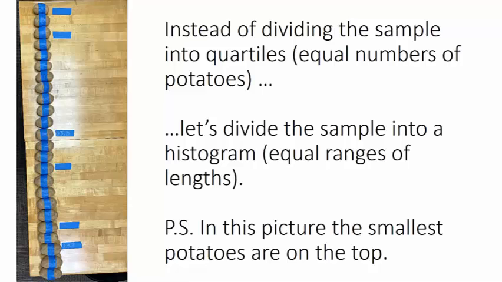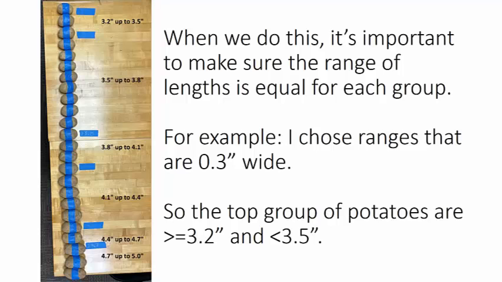The smallest potatoes on the top and the biggest potatoes on the bottom. But you can see I've put some blue painter's tape showing equally spaced ranges of lengths. So when I do this, it's important to make sure that each of those ranges of lengths is equal for each group. So what we've done is we've chosen ranges that are 0.3 inches wide, so that the very top group of potatoes with the smallest lengths are anywhere from 3.2 inches up to 3.5 inches. So the width of that range is 0.3 inches.